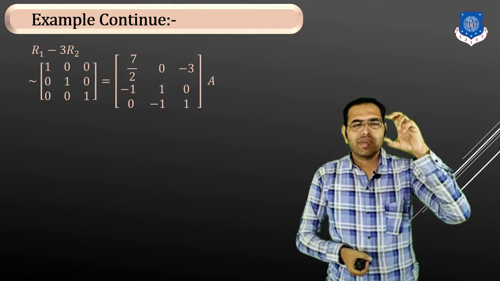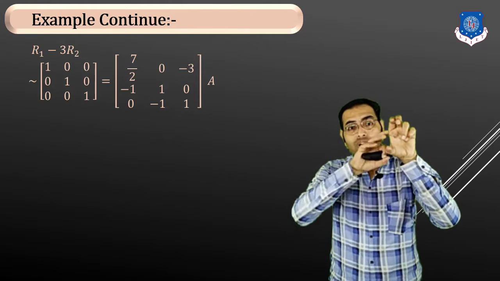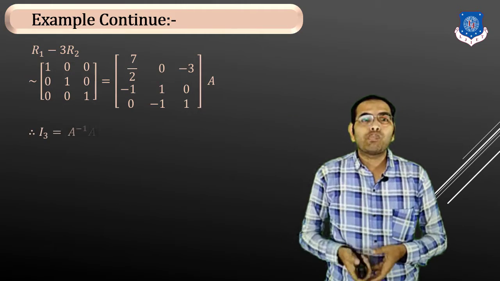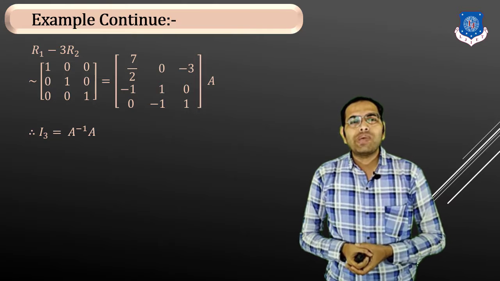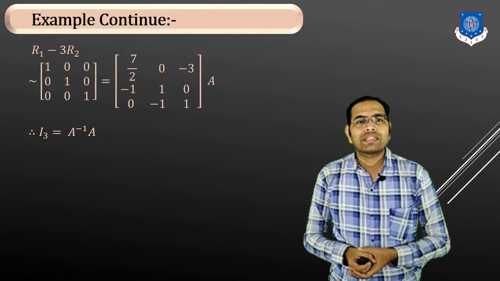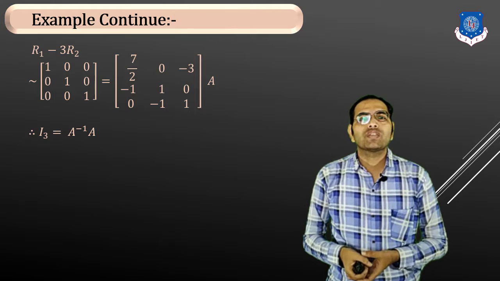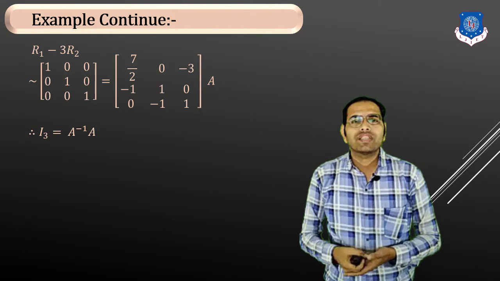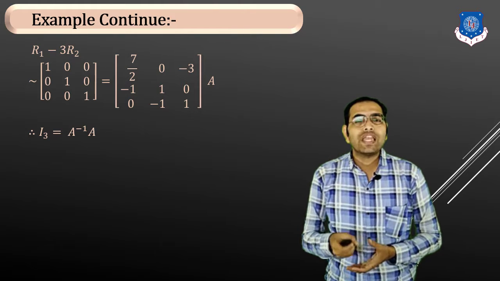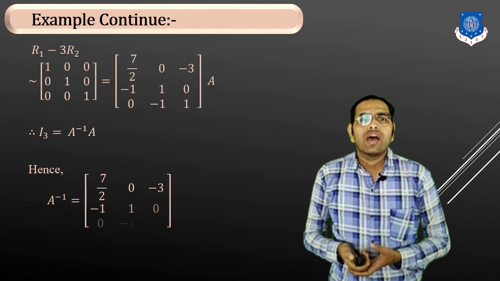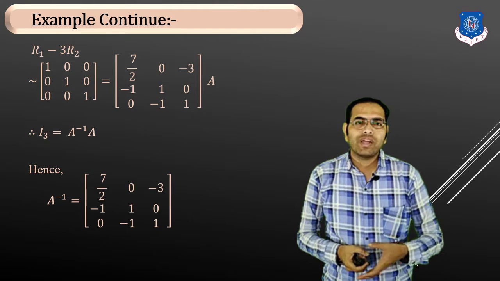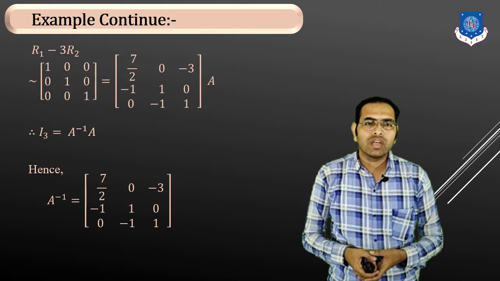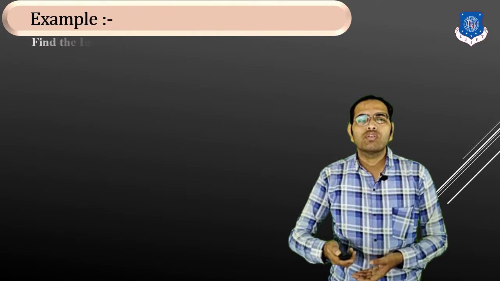Then our matrix becomes the identity matrix, and whatever matrix is beside the identity matrix becomes matrix B. Here B equals [7/2 0 -3; -1 1 0; 0 -1 1], that is exactly B equal to A inverse. That means I3 equals A inverse into A. Hence A inverse equals [7/2 0 -3; -1 1 0; 0 -1 1]. That is exactly what we had to find.